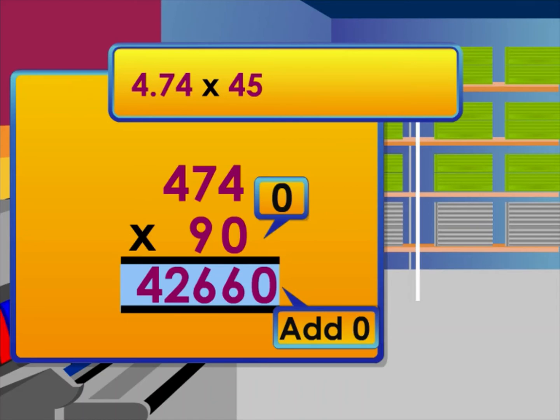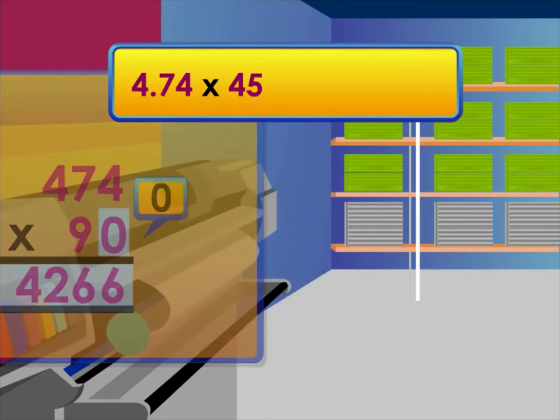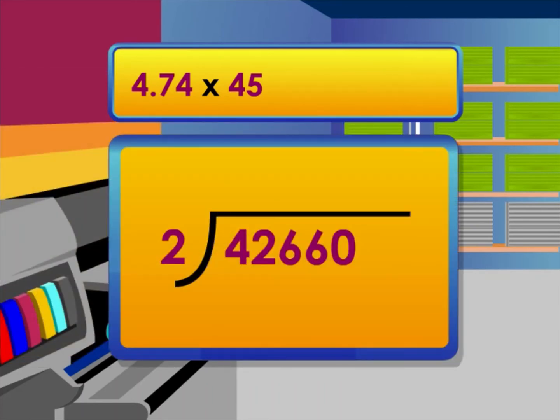That is not the answer yet. So what do we do? Yes, divide the product to get the answer for 4.74 times 45. 42,660 divided by 2 is 21,330.